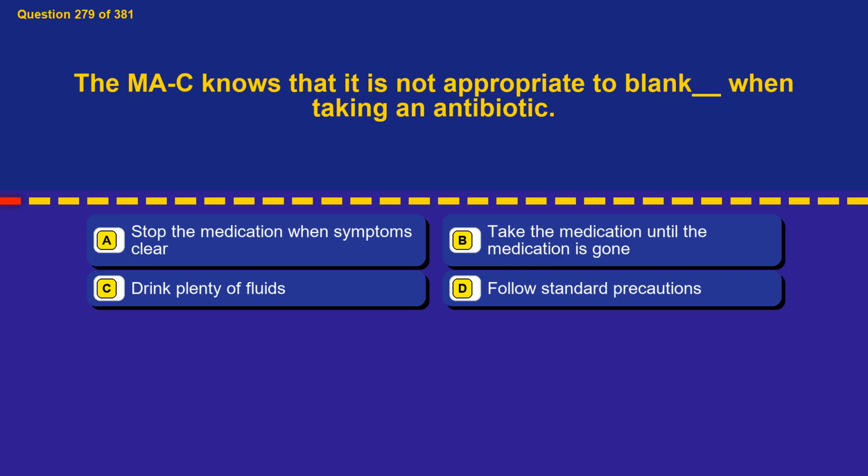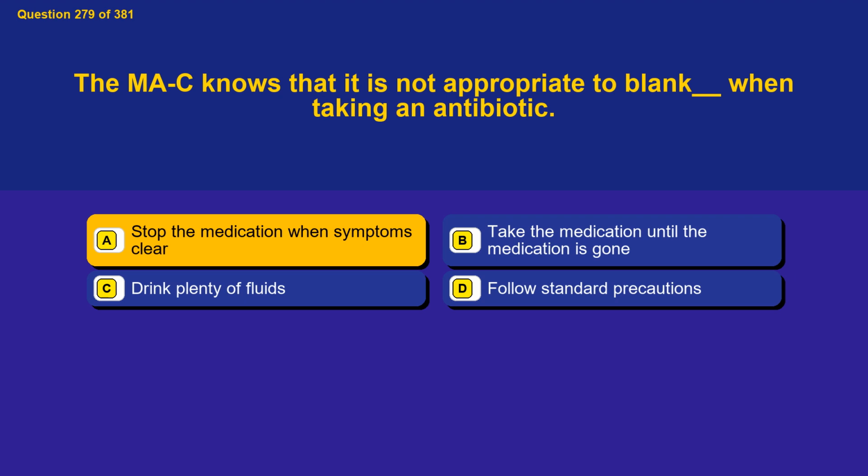Question 279. The MASI knows that it is not appropriate to blank when taking an antibiotic. Option A, stop the medication when symptoms clear. Option B, take the medication until the medication is gone. Option C, drink plenty of fluids. Option D, follow standard precautions.